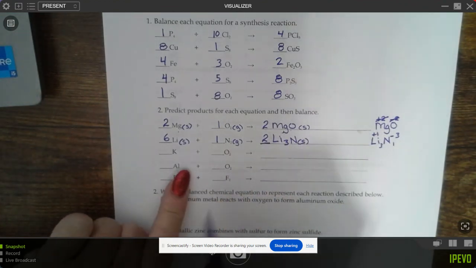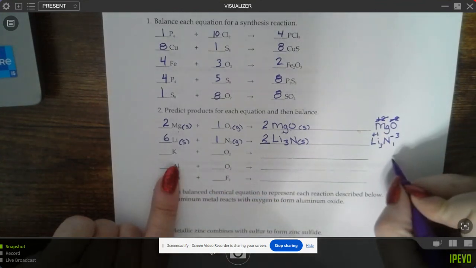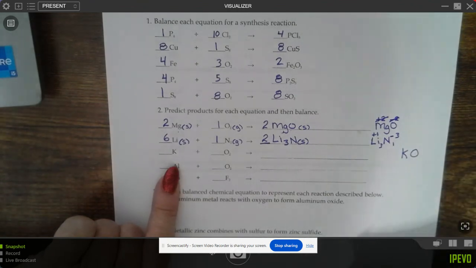Okay. All right, potassium plus oxygen. So that is going to give me KO. All right.